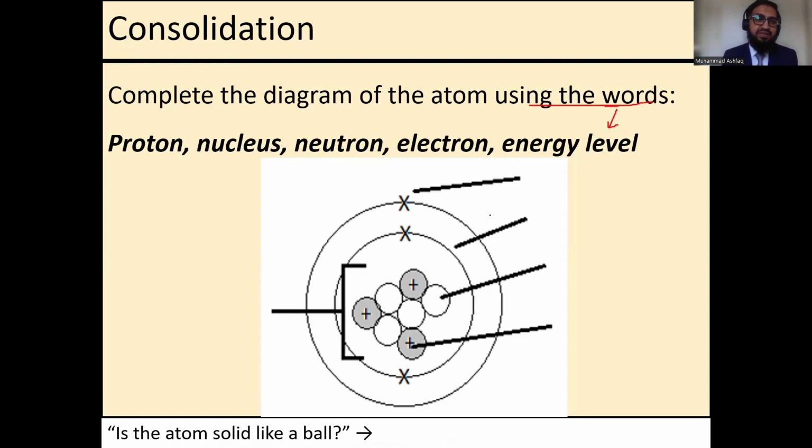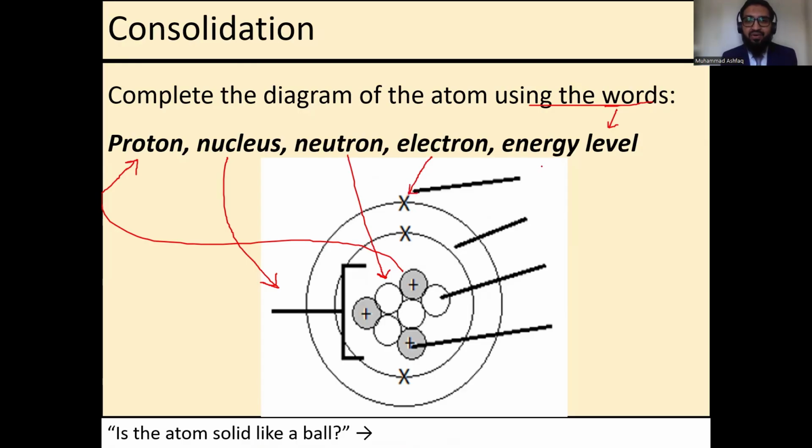After 1 minute, you can easily find out the central part, which we name as the nucleus. The positive charge, these are the protons. The neutrons, where there is no charge, neutral. Electrons are present in the shells, or we call them energy levels.